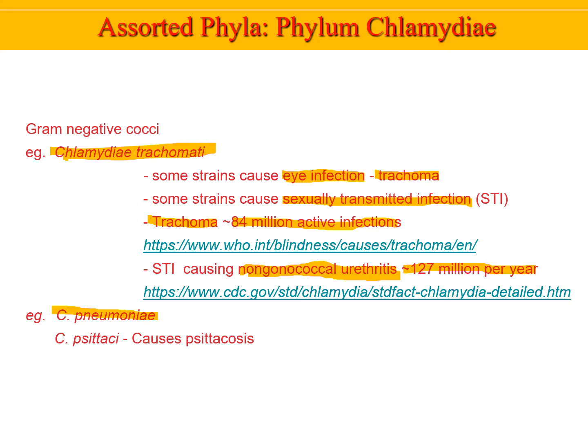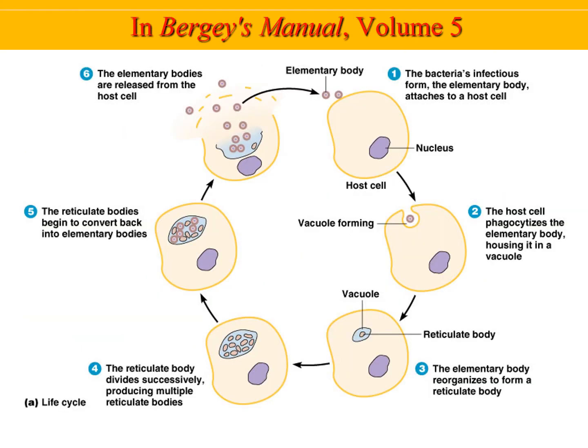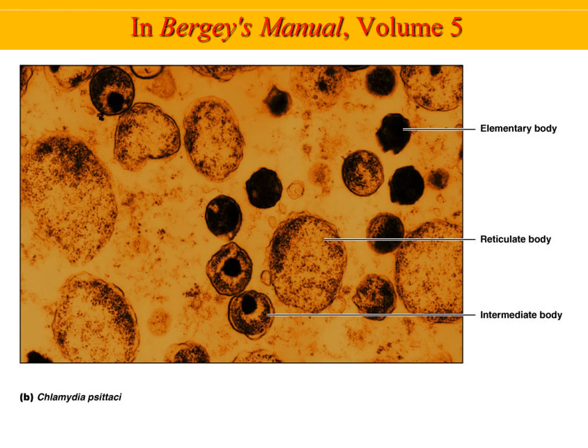This last one is a disease in parrots. Your pet parrot could give this to you, psittacosis. Let's not talk any more about it. I've given you links here for trachoma, from the World Health Organization, and sexually transmitted non-gonococcal urethritis, a link to the CDC, giving you quite a bit of information about these. I am not going to speak about this slide or this one.